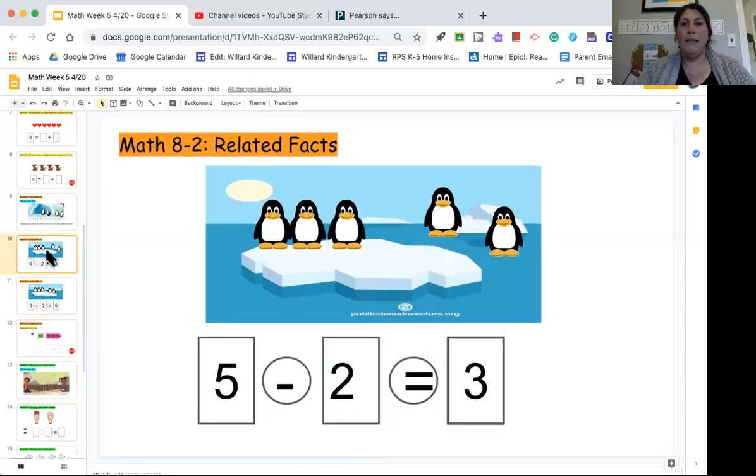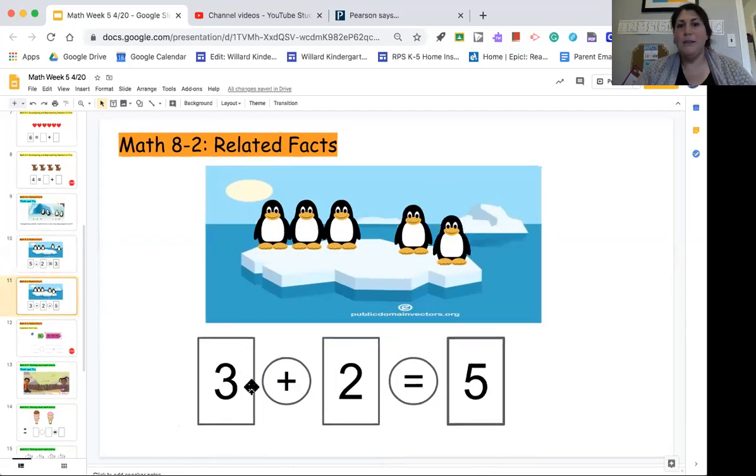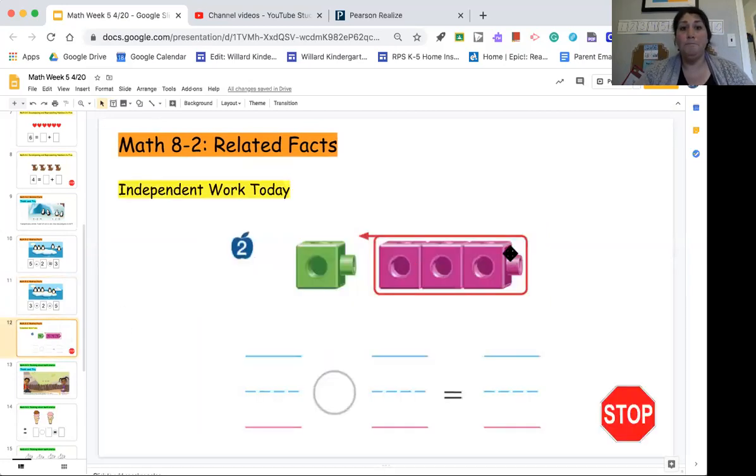If you look quickly at these 2 problems, you'll see how the numbers in these 2 equations relate to each other. We had 5 take away 2 is 3. And then we notice that 3 plus 2 is 5. What you're going to learn as you get older is that these are 2 equations within a fact family. And there's families of numbers, and then they all relate to each other. So this is the start of that.